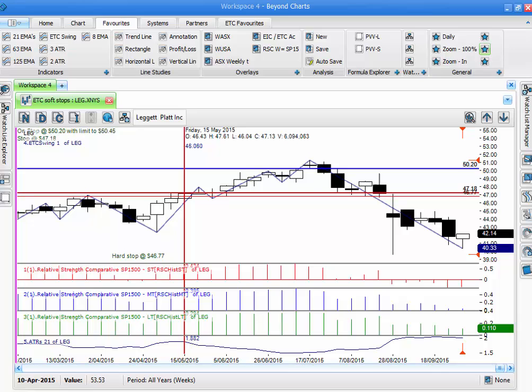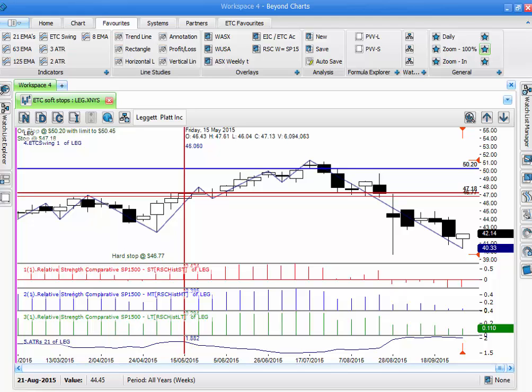Another example, LEG. Let's see what would have happened here. We triggered in, and we're waiting for price to close below our thick red line, which is our initial 2 ATR based protective stop. Let's look at this candle here. The close of that candle is 47.08. Our initial protective stop on this trade was 47.18. So that stock closed below, and therefore we need to exit at market the following day.